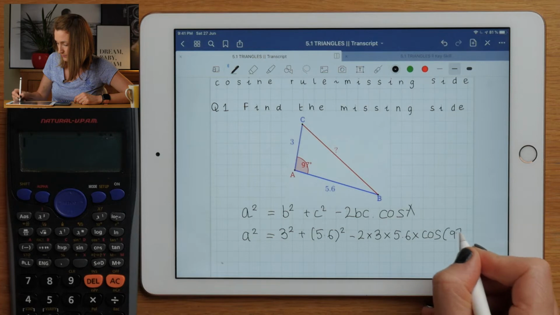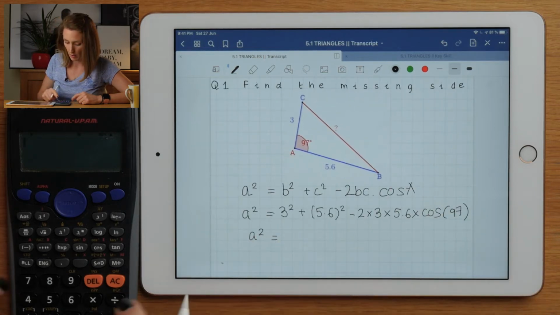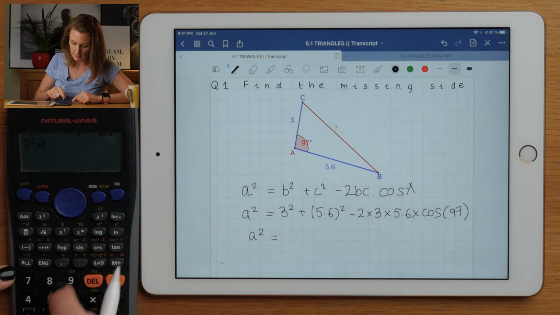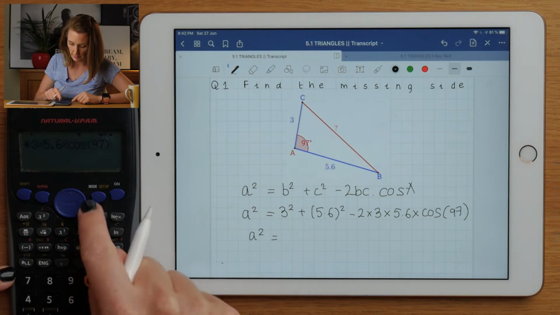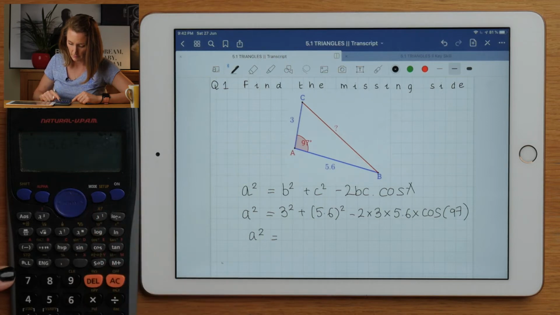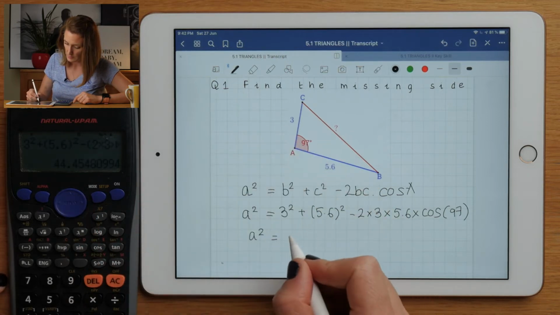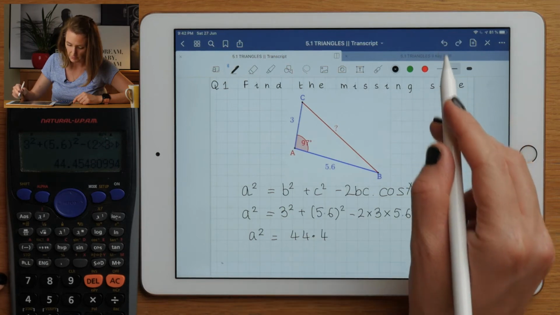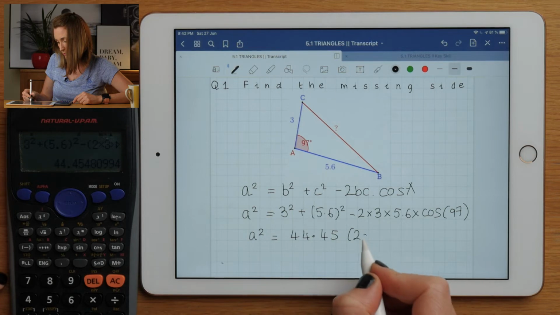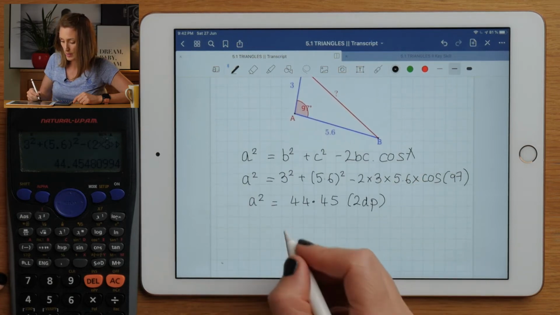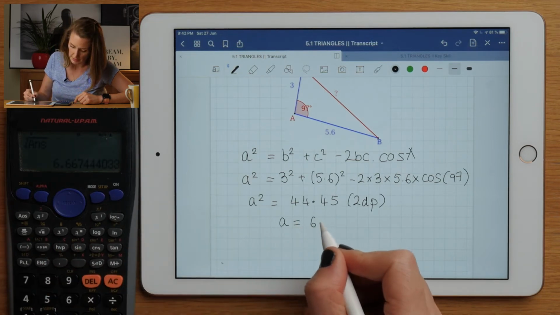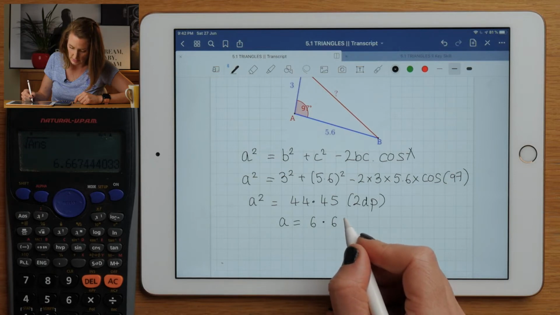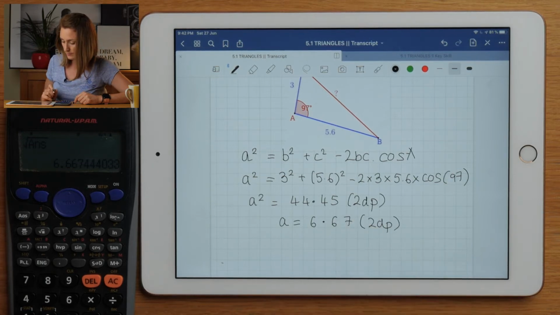So cos is 97. I typed that all in my calculator in one go. So 3 squared plus 5.6 squared minus 2 times 3 times 5.6 times cos A, which was 97. Make sure you close out your brackets here. That gives me an answer for A squared, which is 44.45 if I'm going to 2 decimal places. And to get from my answer for A squared to A, I would simply take the square root. So that would be 6.67 for 2 decimal places.